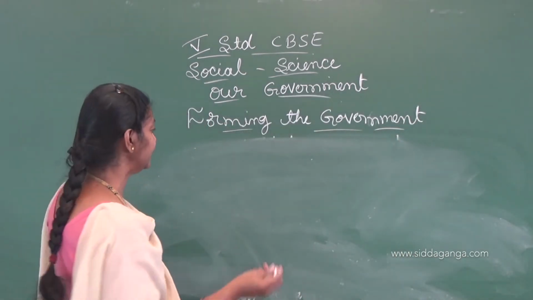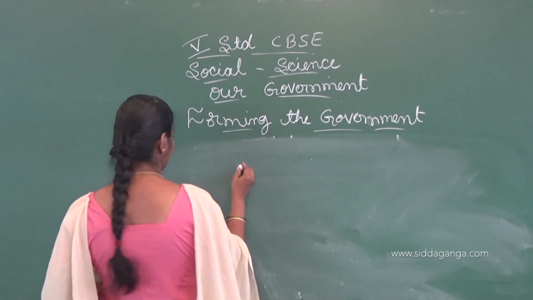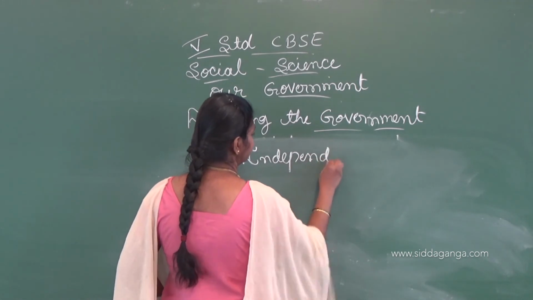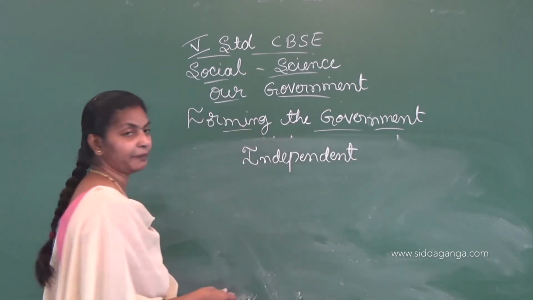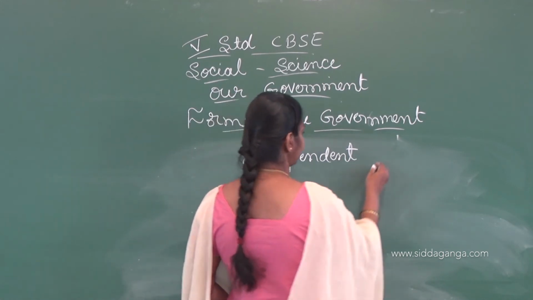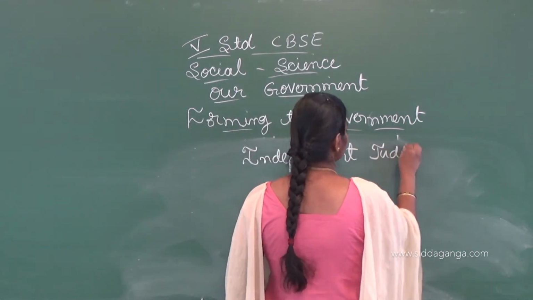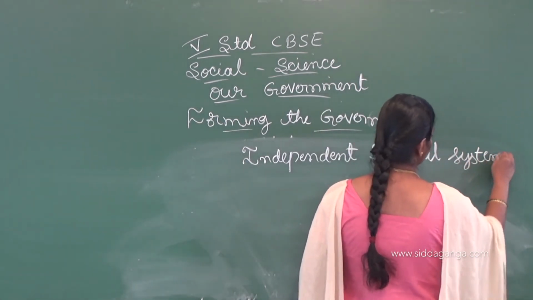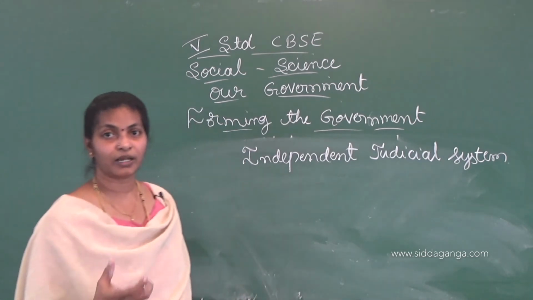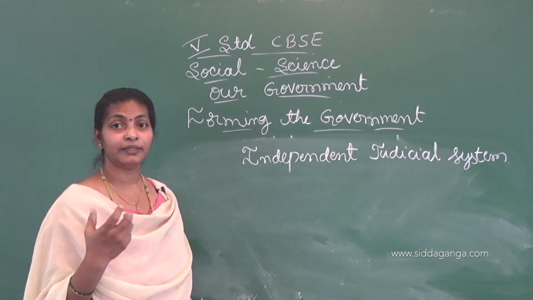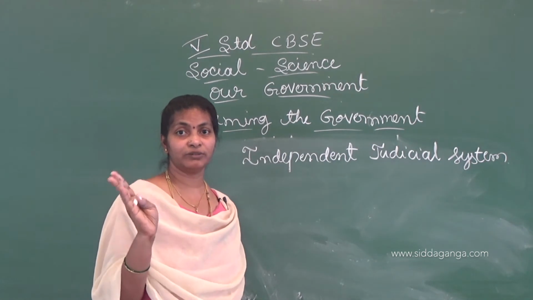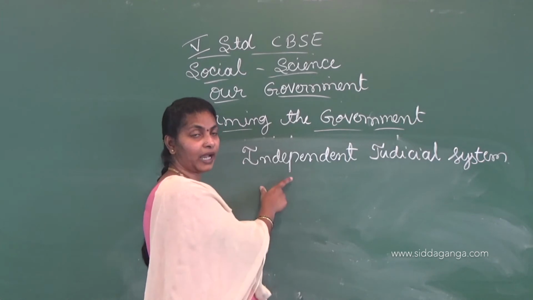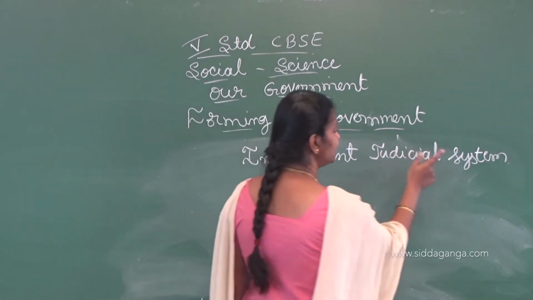India has an independent judicial system. This is very, very important. This judicial system does not depend upon others. It is independent.